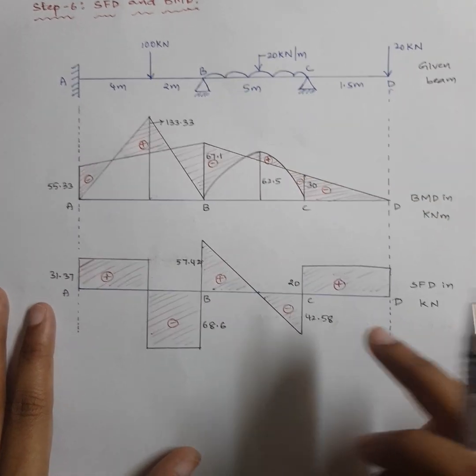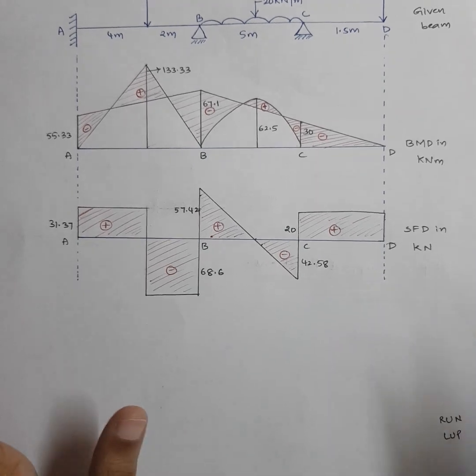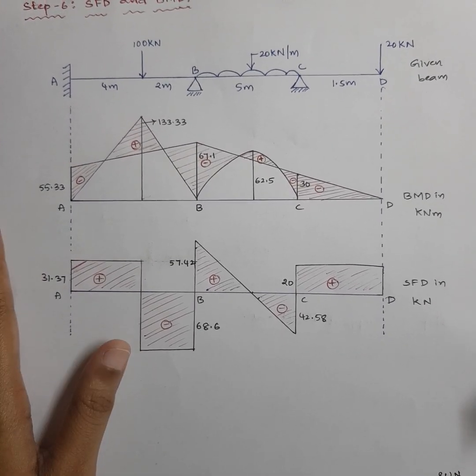This is the given beam, this is the net bending moment diagram in kilonewton meter, this is the shear force diagram in kilonewton. Like this you have to solve the entire problem. Okay, hope you understood this video, and thank you.